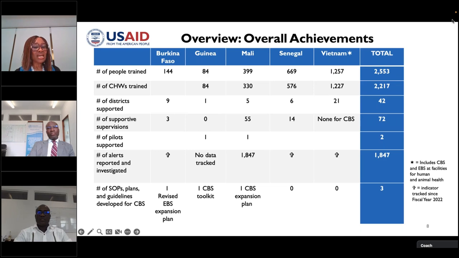I also wanted to note that our indicator on alerts reported and investigated, we only introduced in FY22, by which time we were no longer implementing CBS activities in the countries highlighted: Burkina Faso, Guinea, and so on. And then lastly, in Vietnam, some of the results that we are reflecting show a combination of both community-based surveillance and indicator and event-based surveillance, both in animal health facilities and human health facilities, not just restricted to the community level.